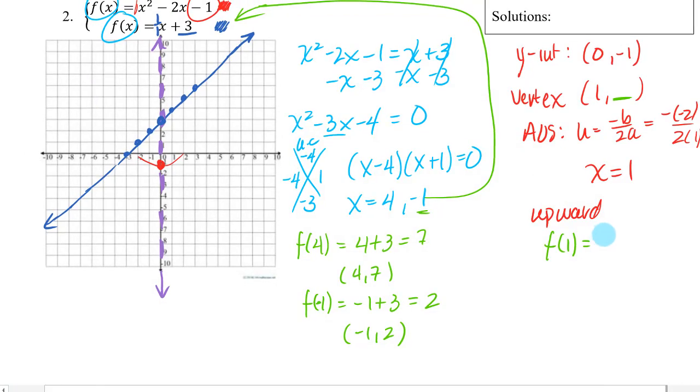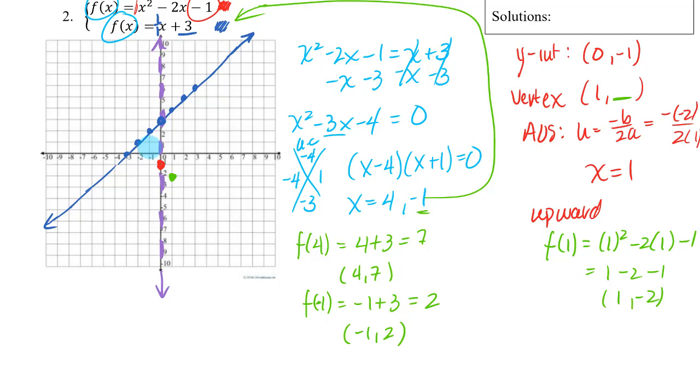I'm going to have f of 1, which is going to be equal to 1 squared minus 2 times 1 minus 1. So what does that calculate to be? We get 1 minus 2 minus 1. It looks like I'm going to have negative 2. So my vertex then is 1, negative 2. So let's place that, 1, negative 2. And notice how I drew the quadratic off of the y-intercept there. That was not an appropriate way to do that.